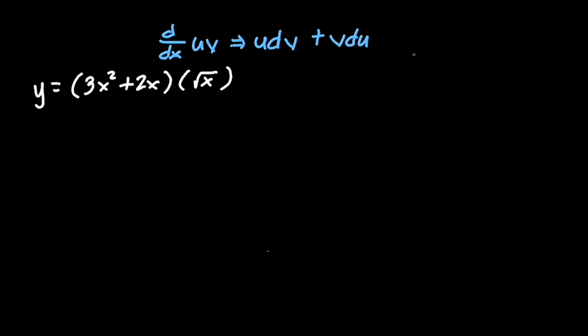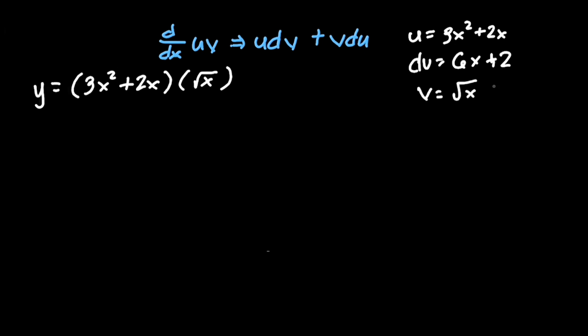Let's try this example. 3x squared plus 2x multiplied by the square root of x. U here would be 3x squared plus 2x. Derivative of this would be 6x plus 2. V here would be square root of x, or x raised to the power of 1/2. Derivative of this would be 1/2 of x raised to the power of negative 1/2, or 1 over 2 square root of x.